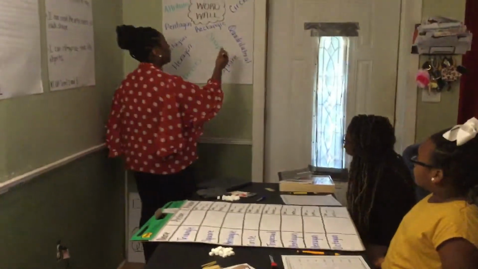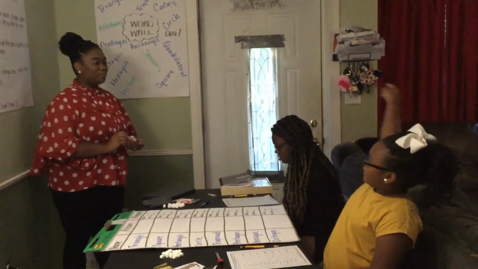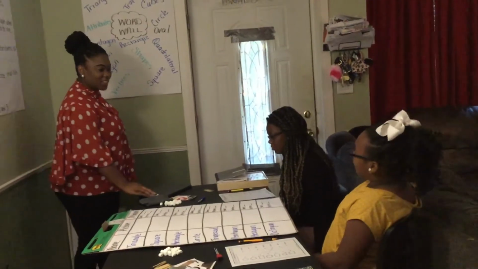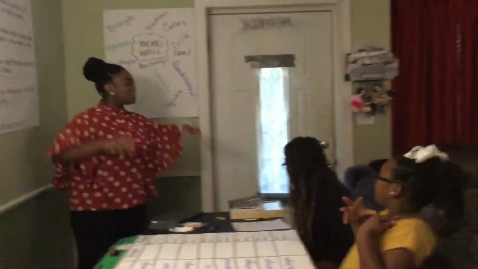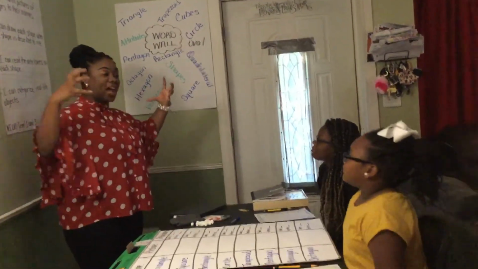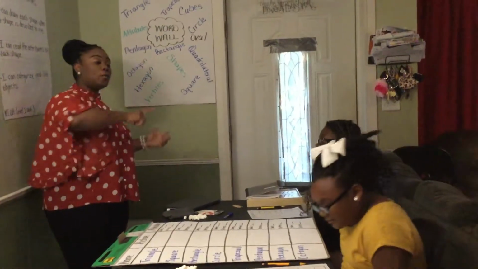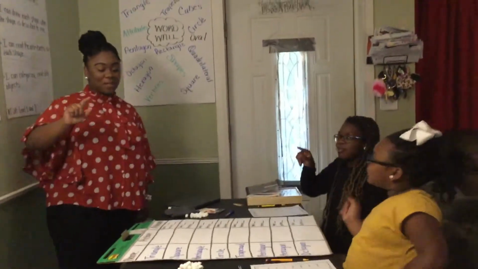Was there a new shape on there? Oval. Let's add oval to our word wall. What's an oval look like? It looks like a circle, but stretched out. It looks like a stretched out circle. I love that definition you gave. It's a stretched out circle, right? Oval. Can we draw oval with our fingers? Oval. Good job.